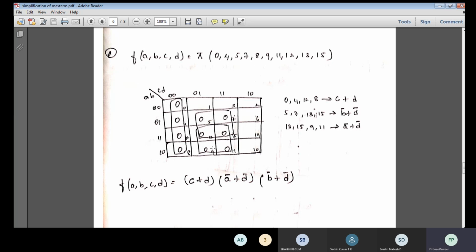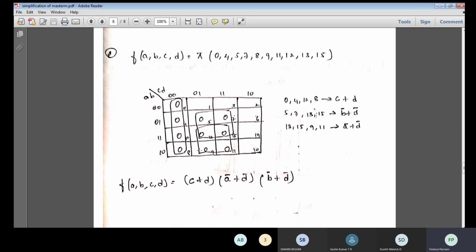When I am grouping, I'll be grouping 0, 4, 12, 8. So what it is? It is C plus D. In the same way, I'll be grouping 5, 7, 13 and 15. When I'm grouping this one, corresponding row, what it is? It is B bar. Corresponding column, it is D bar. So it is B bar plus D bar.